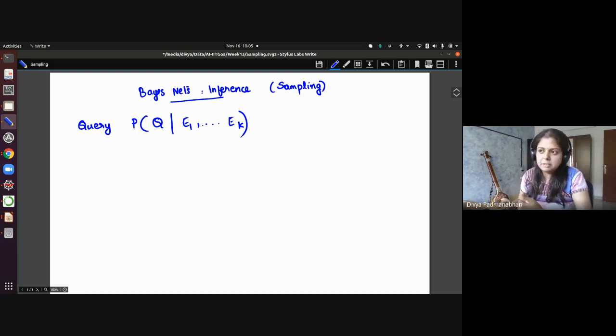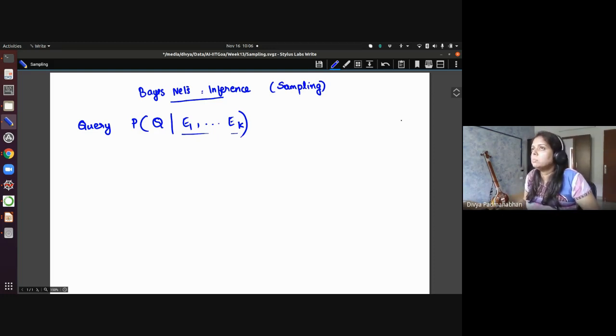In all your samples, you look at the event of your interest, how many times it occurs, divided by the number of times this E1 to EK, this particular evidence, is set. So we will just see some different ways in which you can do it.